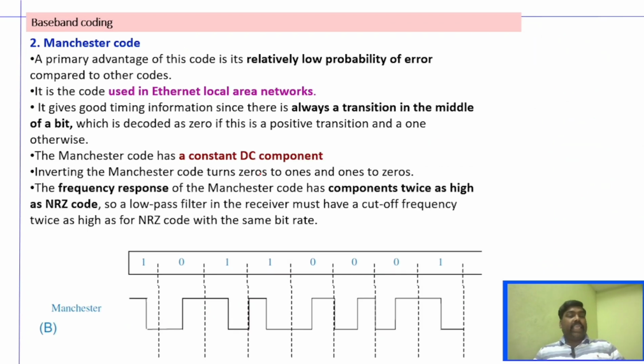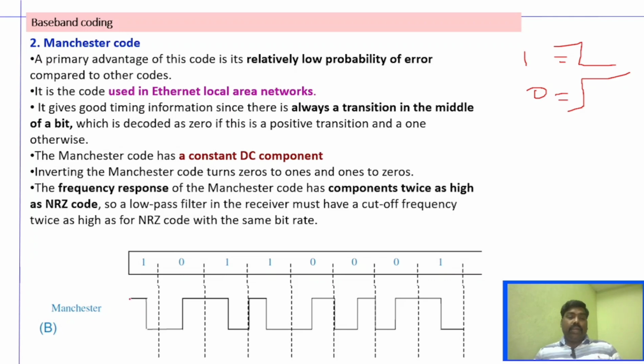And we'll see the second one. The second one is Manchester coding. This is a very famous coding where you have to understand one particular rule. Remember, for one, you will have a transition from positive to negative, and for zero, you will have a transition from negative to positive. First, we will see the format and then we will see the features. Remember this: for one, positive to negative, and for zero, negative to positive.